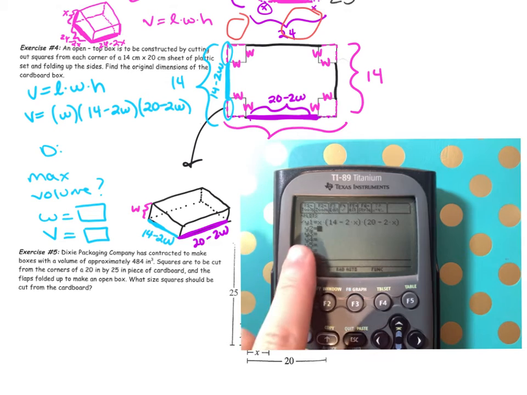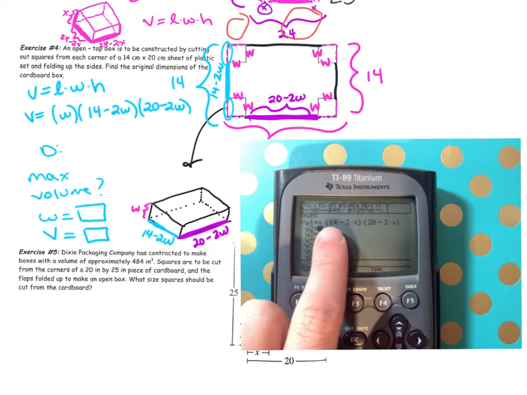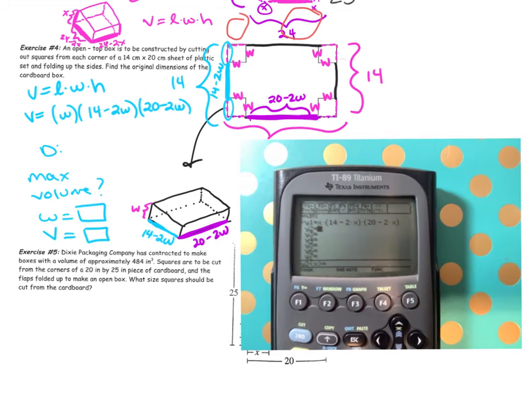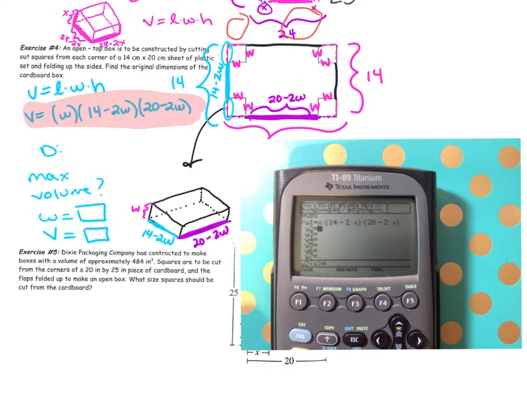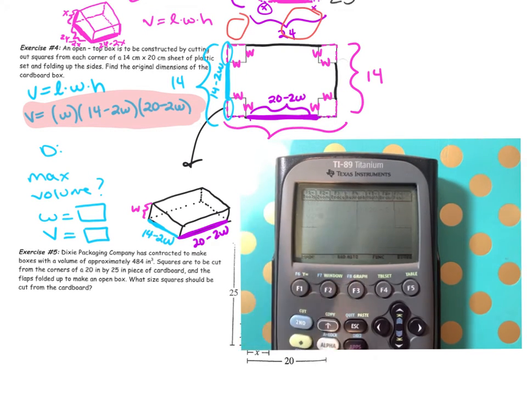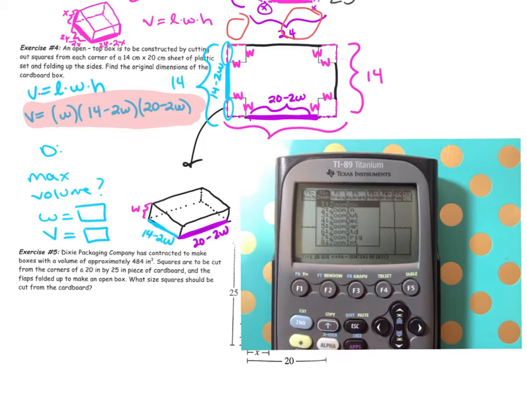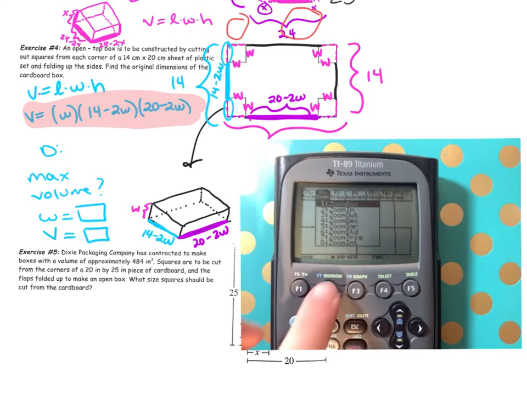So I have the equation typed in, so we're using x times 14 minus 2x times 20 minus 2x. I know we used w's here, but we want to make sure we're using x for our y equals on the calculator. I'm then going to go over to graph it, so we're hitting diamond F3 to graph. Now you'll notice the whole graph doesn't fit, so we need to adjust our window. I'm going to adjust my window by going to diamond F2, I apologize.